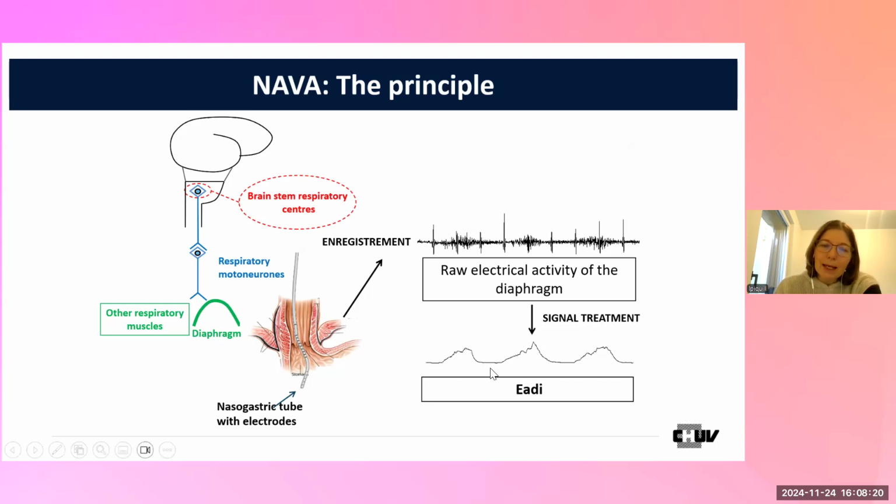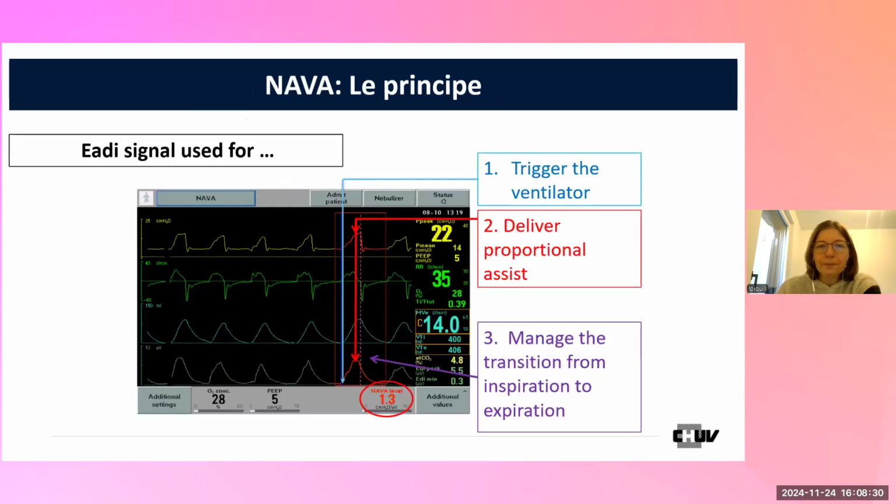And this EADI allows monitoring the activity of the respiratory centers and can also be used to pilot the ventilator. And this is NAVA. And in NAVA, this electrical activity of the diaphragm that is displayed here in the bottom line, you can see here in white the electrical activity of the diaphragm. And with NAVA, this signal is used to trigger the ventilator. As soon as there is an increase in the electrical activity of the diaphragm, the ventilator starts pressurization.